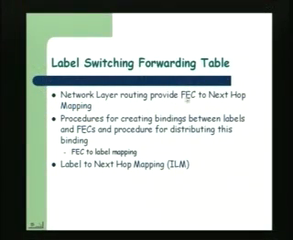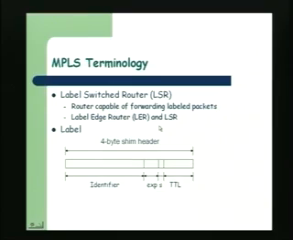So, what happens is the network layer routing will provide the information about the FEC to the next hop mapping, then procedures for creating the binding between labels and FECs, and then procedures for distributing this binding, that is the label distribution protocol, that will enable the FEC to label mappings. And once we have FEC to the next hop mapping and FEC to the label mapping, from these two we will create what we call the label to next hop mapping, which is called the ILM table. So, this is how a label switch forwarding table will be created.